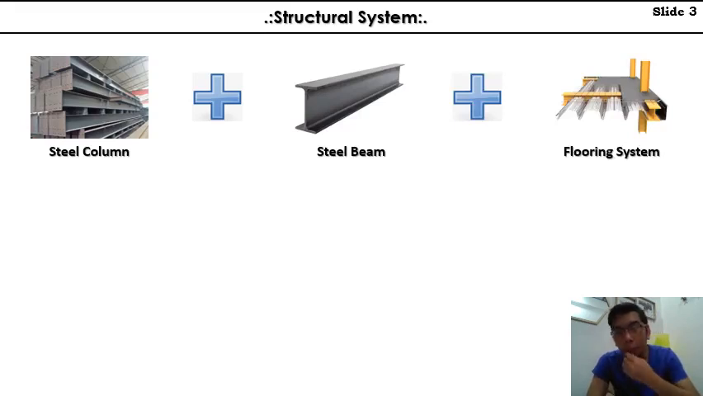So the uniqueness about the steel framing system, in terms of the flooring system, is that it's not necessary for you to use a steel flooring system as well. You can also combine it with the traditional flooring system, or of course you can use precast as part of your flooring system.